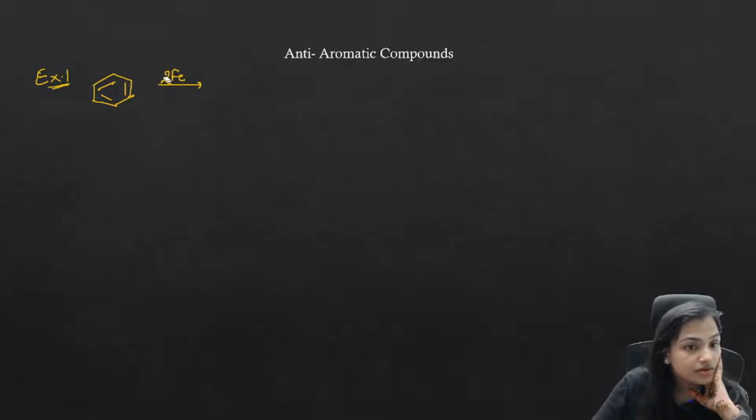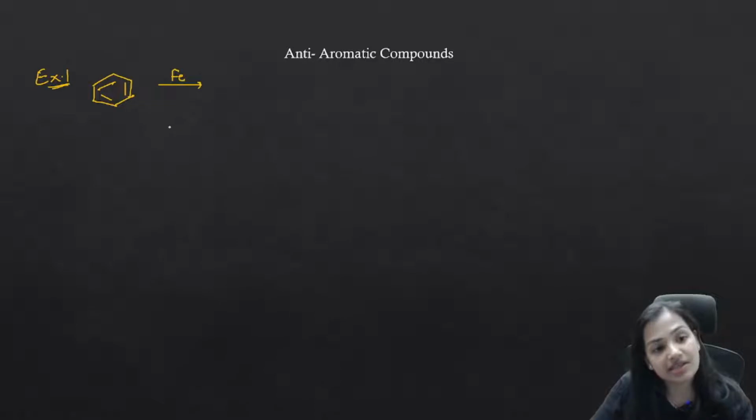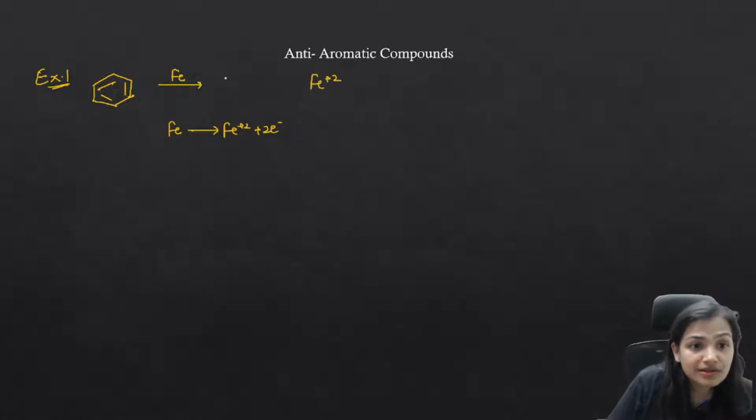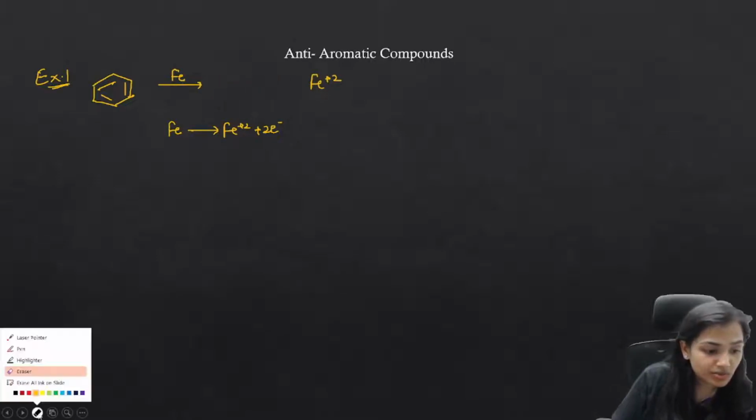Let me take one Fe here. What does Fe do? Fe has a tendency to become Fe plus 2 and give you 2 electrons. So where will these 2 electrons go? These 2 electrons will be taken by the benzene ring. So ultimately, when these 2 electrons are taken by the benzene ring, we will get this as negative and this as negative. So this will be the structure formed. Now what the question is asking us, let me draw the structure again. It has to be clearer actually.